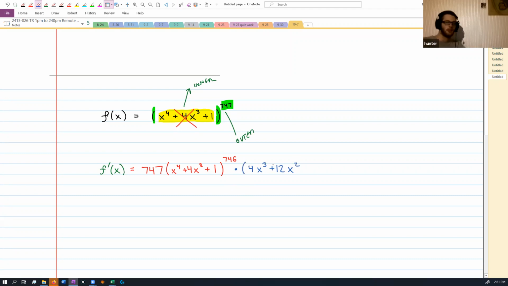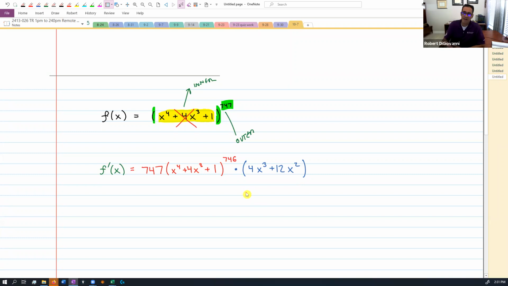One more thing. Parentheses. You have to have the parentheses there because you're multiplying. If you don't put parentheses here, the only thing you're multiplying is this 4x cubed times this. You need the parentheses because it's all of it times this.